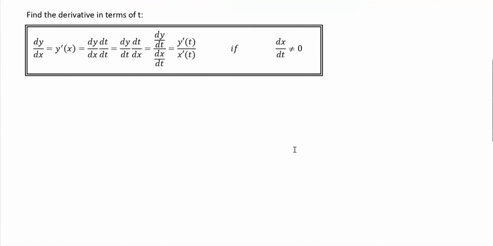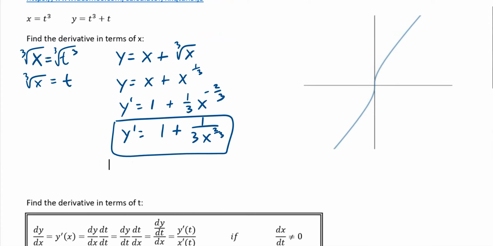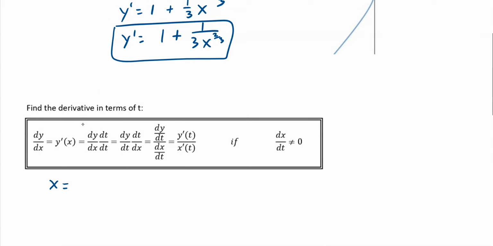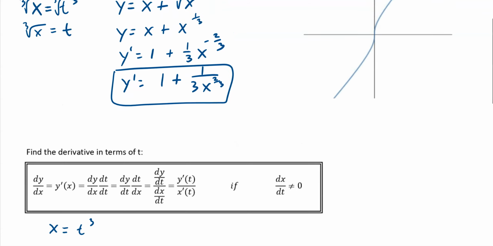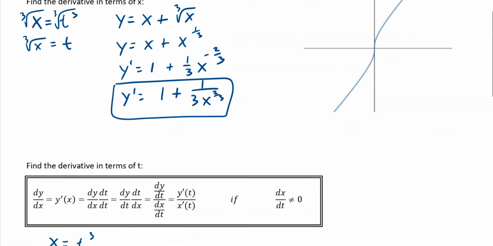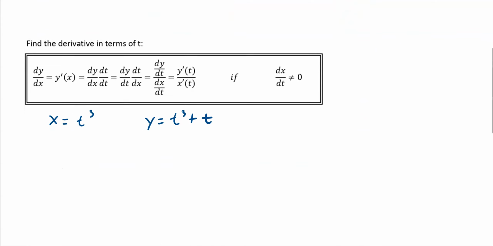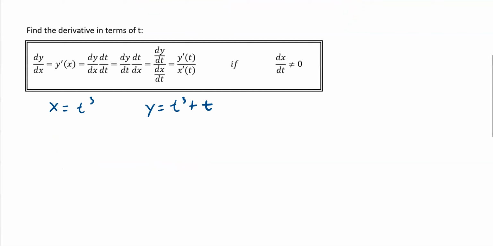All right, now let's try our derivative in terms of t. So we're going to go back up and grab our functions, x equals t cubed. So I forgot to write them down here. That would have been smart, right? But I didn't. So we need to go back up and grab them. y equals t cubed plus t.